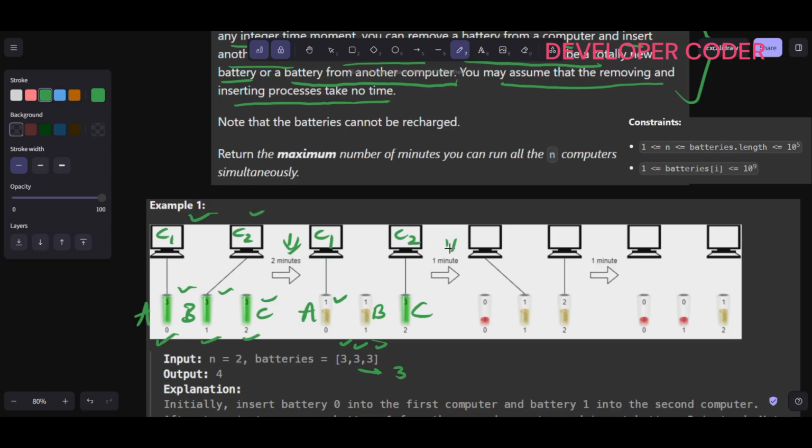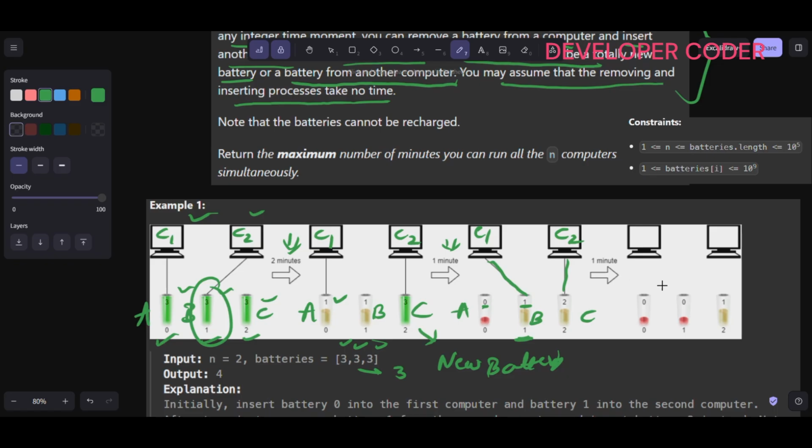So again 1 minute is passed. Again if you see here I'm using a new battery for the C2 computer. Now after 1 minute what will happen? Battery A is going to be reduced to 0. B is still 1 after 1 minute. And now C is going to become 2. Now this is the used battery, used by C2. Now I'm going to use this battery for C1, and I'm going to use battery C for C2.